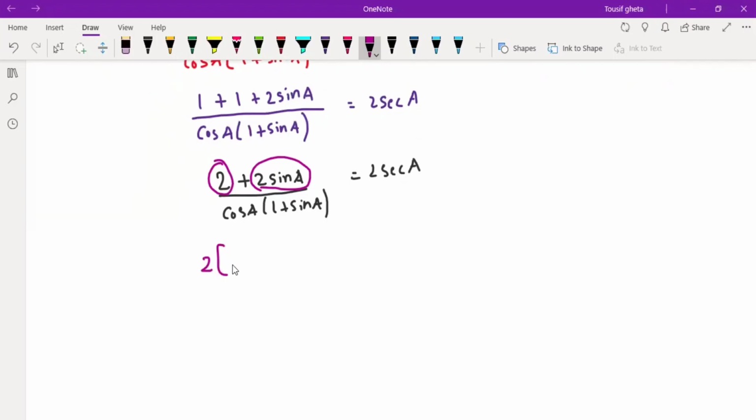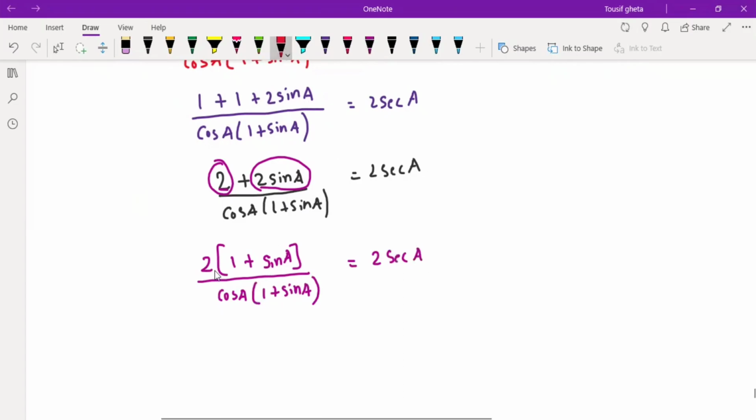So now what should I write in the place of first term? That is 2 ones are 2 plus. For the second term, 2 is already common. So what is the meaning? Sine A. The whole divided by, I could have written 1 sine A. You write 1 sine A or just sine A, both are one and the same. Okay, so cos A of 1 plus sine A is equal to 2 secant A.